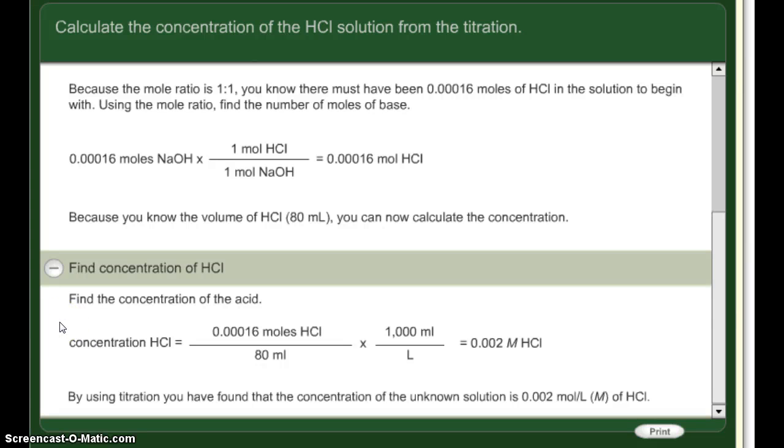This is 3.05 Buffers and Titrations Part 2. Sorry, I'll really try and watch the timer a little bit better because my time ran out on the last video.